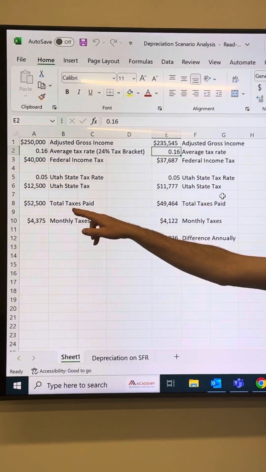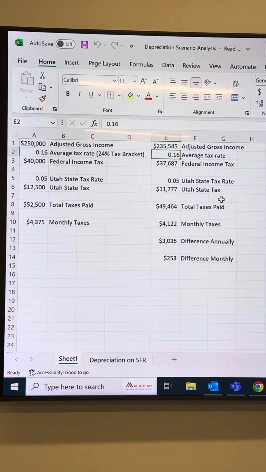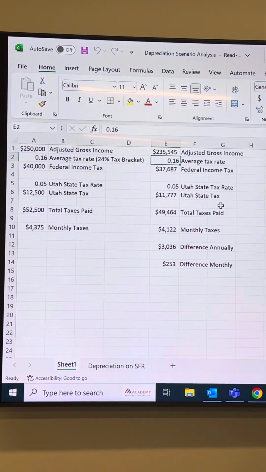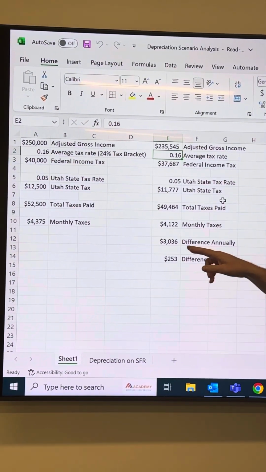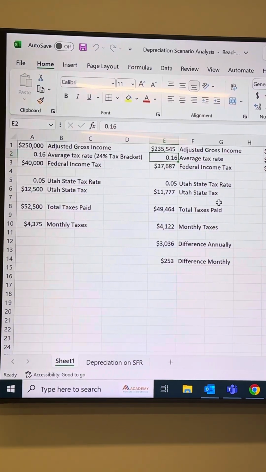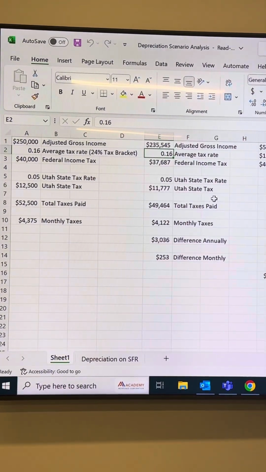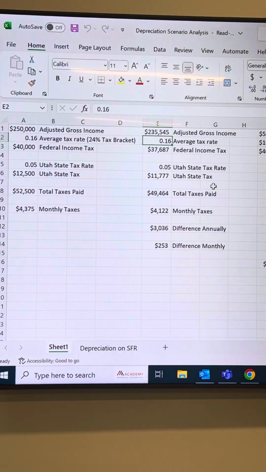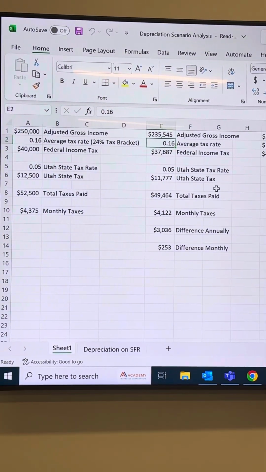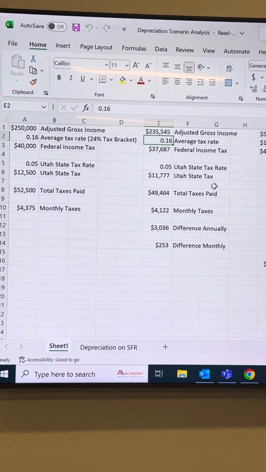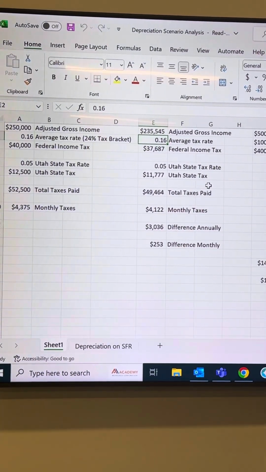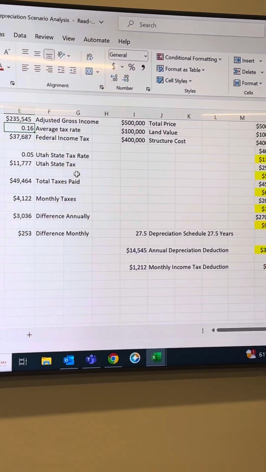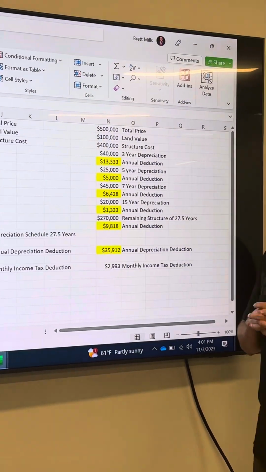So looking at what it was without the deduction from the depreciation, they would have paid $52,500. With the depreciation, that lowers it down. So the total annual difference is a savings of a little over $3,000 for the year that they got to pay less in income taxes, which becomes money that they can spend on investing in other things. They can use it for whatever they would like. Now, that's general depreciation. Now I'm going to come over here and hit on a principle of cost segregation.